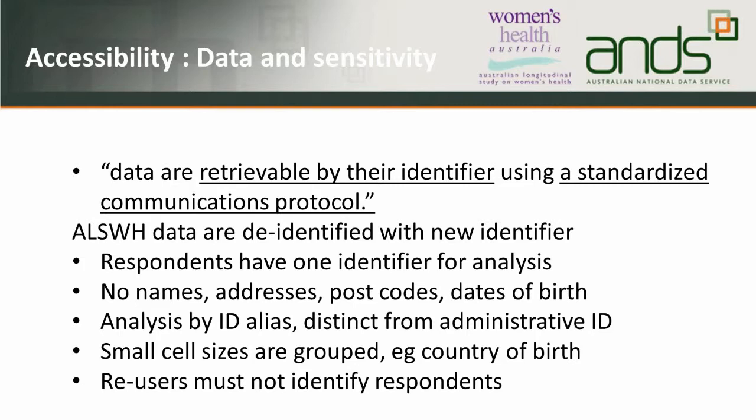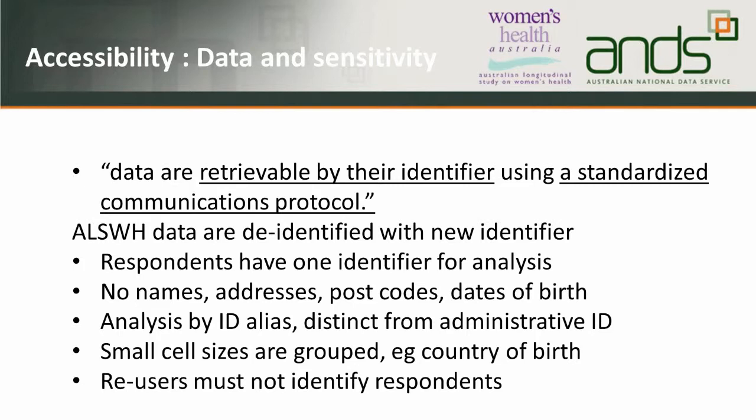We say this has been de-identified because there are no personal names on the data, no addresses, no postcodes, no dates of birth, although the year and month of birth are actually given, obviously to do age analysis, which is one of the main ones. Any other data deemed to be identifiable is stripped off. The identifier we call the ID alias. It's not the administrative ID which a respondent would see, or somebody working in an office in Newcastle communicating with our respondents. They would not know the analysable identifier. They would have a different administrative ID.